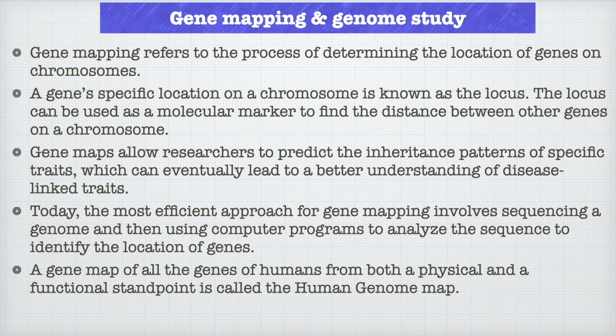Gene mapping. Gene mapping is the process of determining the location of genes on chromosomes. A gene's specific location on a chromosome is known as the locus. The locus can be used as a molecular marker to find the distance between the other genes on the same chromosome. Gene maps allow researchers to predict the inheritance patterns of specific traits, which can eventually lead to better understanding of disease-linked traits.